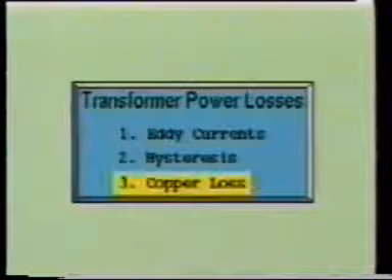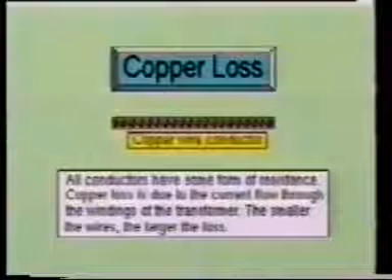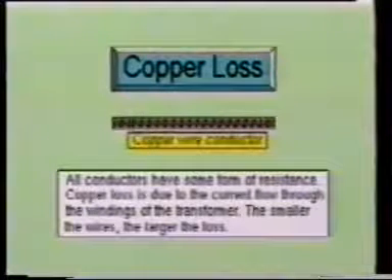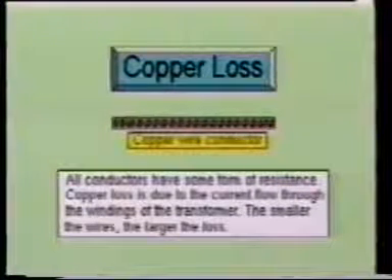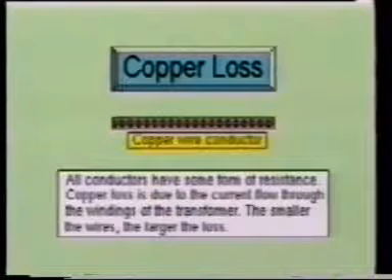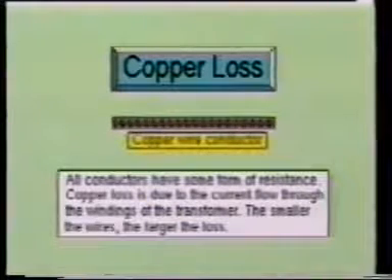The final transformer power loss we shall examine is the copper loss. As the current flows through the wires of the transformer, it causes the wires to generate heat, and the heavier the load placed on the transformer, the greater its heat will be.